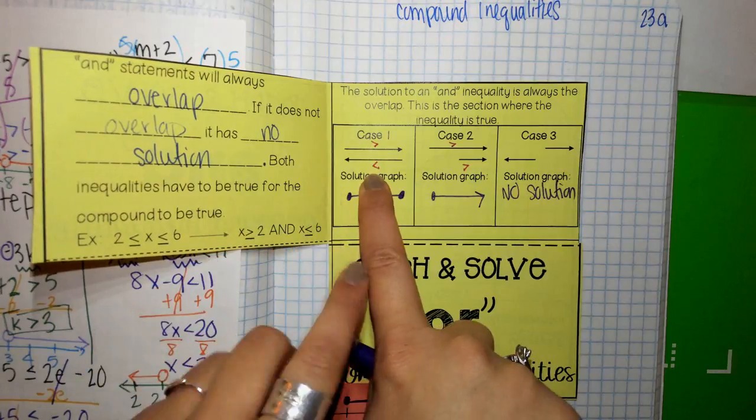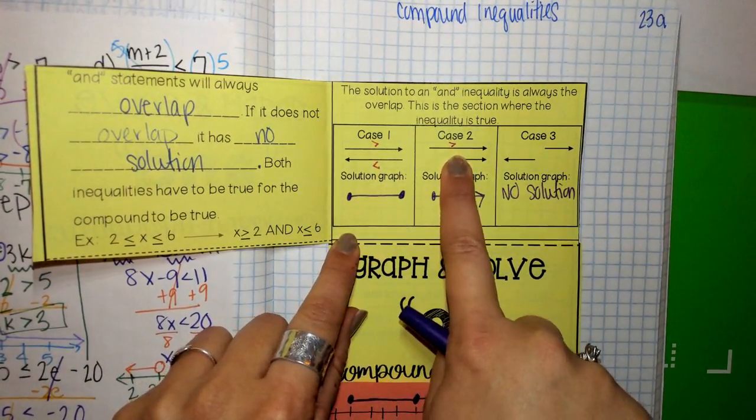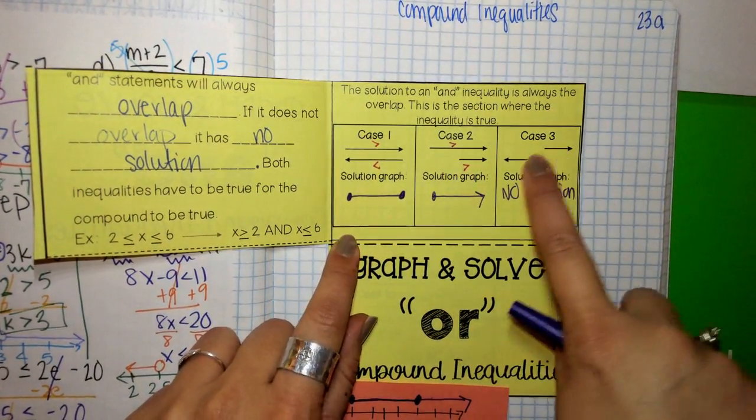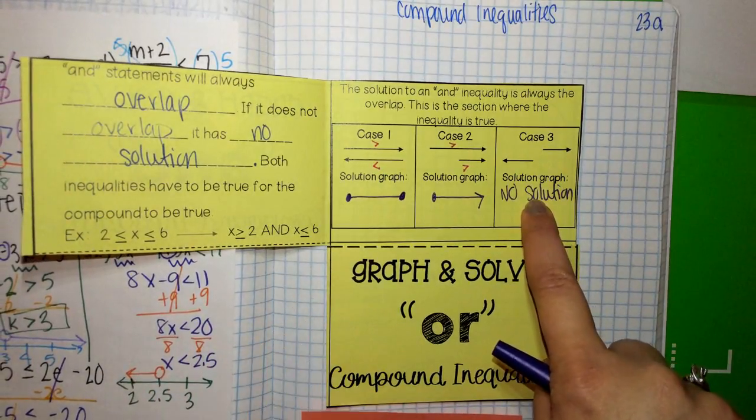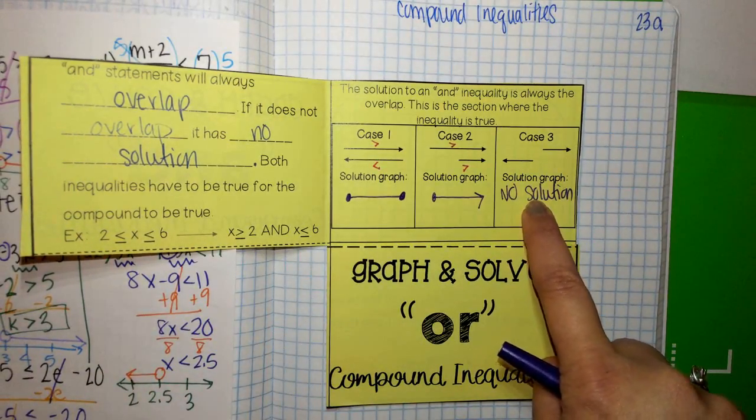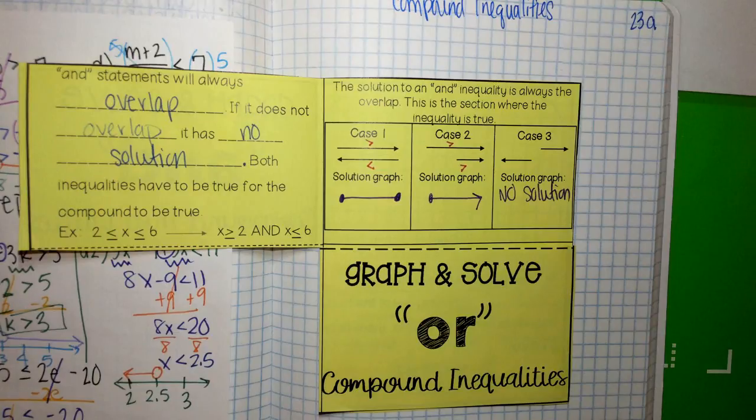So, if they overlap like this, they connect. If they're going the same way, it looks like this. And if they don't overlap at all, what's our answer? No solution. No solution.